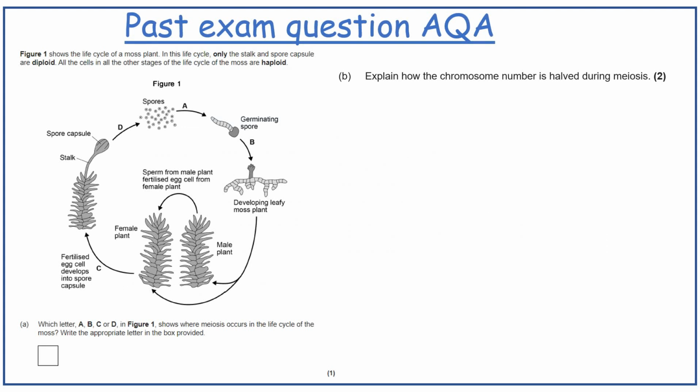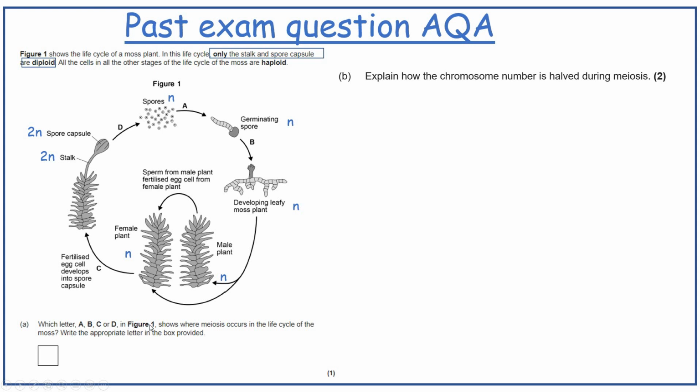So, a past exam question from AQA. Figure 1 shows the life cycle of a moss plant. In this life cycle, only the stalk and the spore capsule are diploid. All the cells in all of the other stages of the life cycle are haploid. So I would first of all start by writing which ones are haploid, which ones are diploid, so 2N or N. So these two, the stalk and the spore capsule, are both 2N, everything else is N.